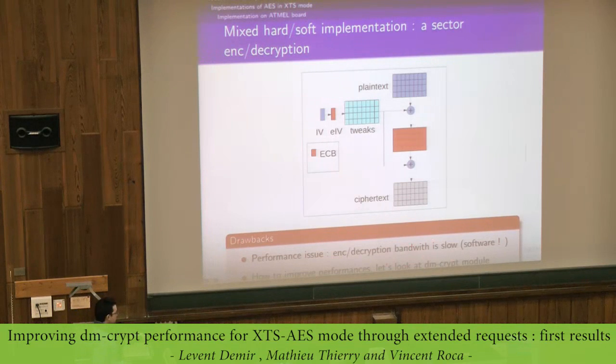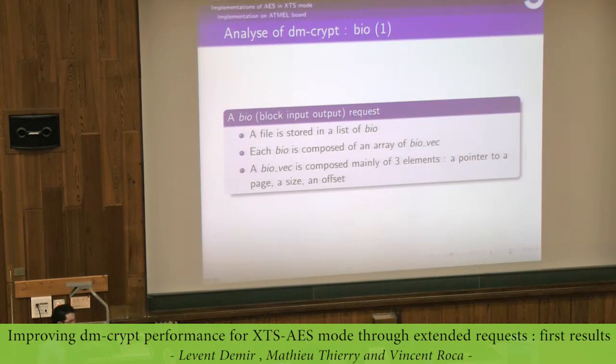However, the bandwidth was slow compared to the software implementation. Because if we use a crypto engine and we are equal to the software bandwidth, we don't have a lot of interest. That's why, to improve performance, we need to get closer to the DMCrypt module. So I need to explain to you briefly how it works.